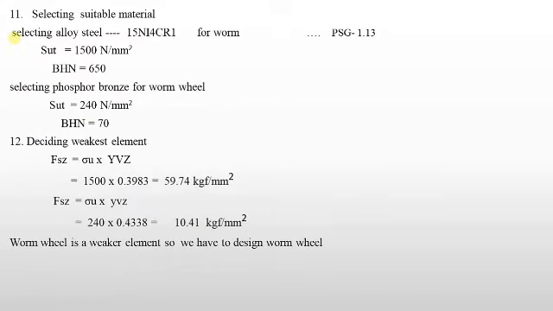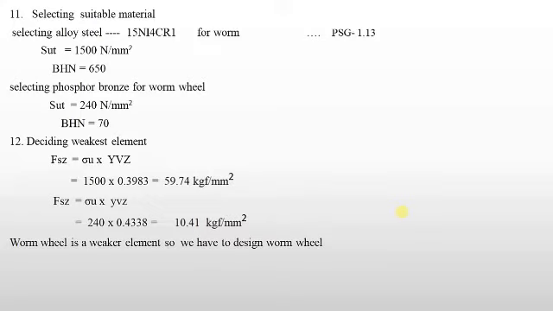Now selecting the material. Selecting alloy steel from PSG 1.13 for worm. Now alloy steel is 50 Ni 4Cr1. SUT is 1500 Newton per mm square. Final hardness number is 650 and contact stress is 500 Newton per mm square. Now selecting material for wheel. It's phosphor bronze from PSG 1.9. SUT is 240 Newton per mm square, brinell hardness is 70 and contact stress is 80 Newton per mm square.